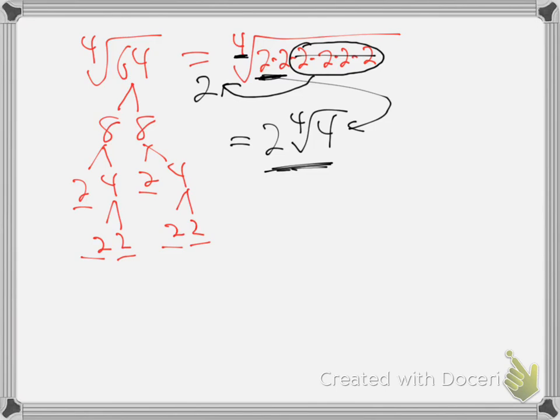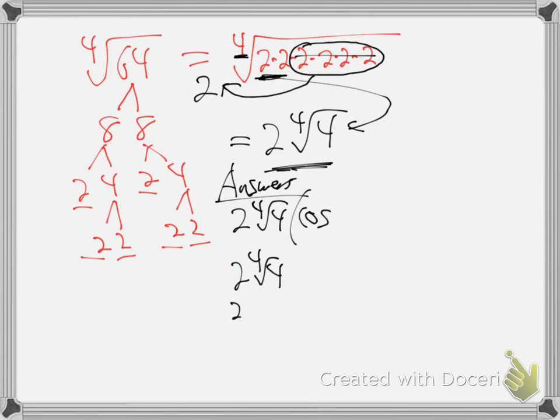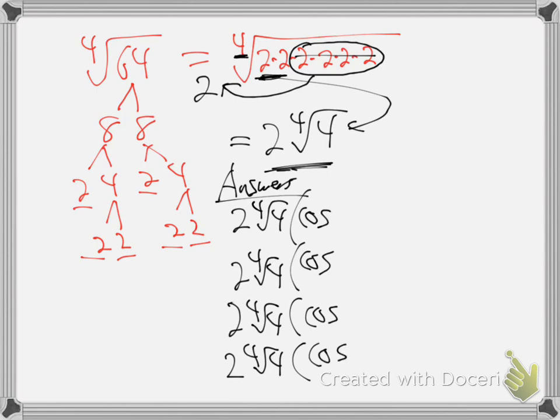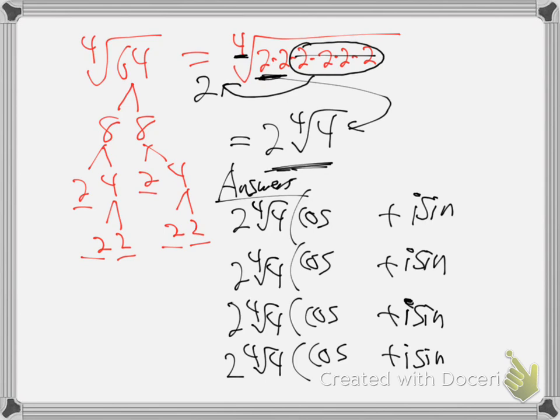Now that's going to be the front, and now I just write those four angles: cosine of the angle plus i sine of the angle. So the answers are 2 times the fourth root of 4, cosine of some angle plus i sine of the same angle, four times.